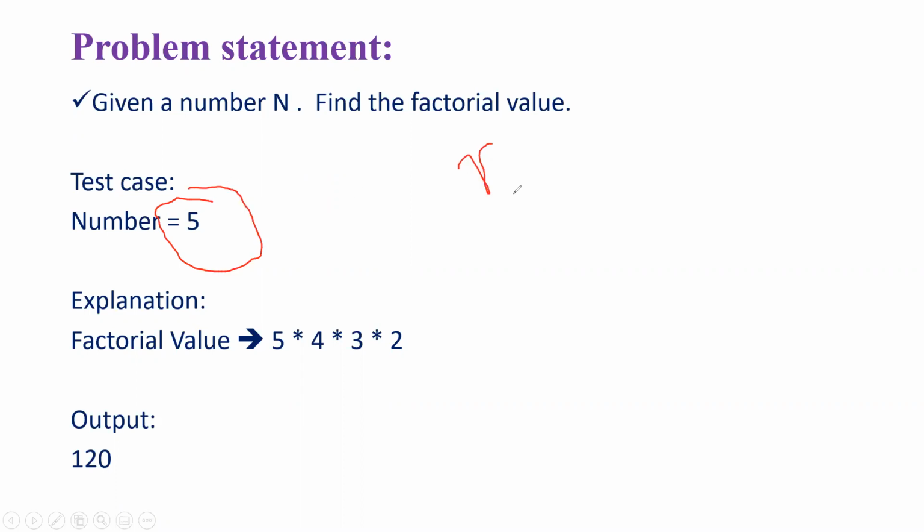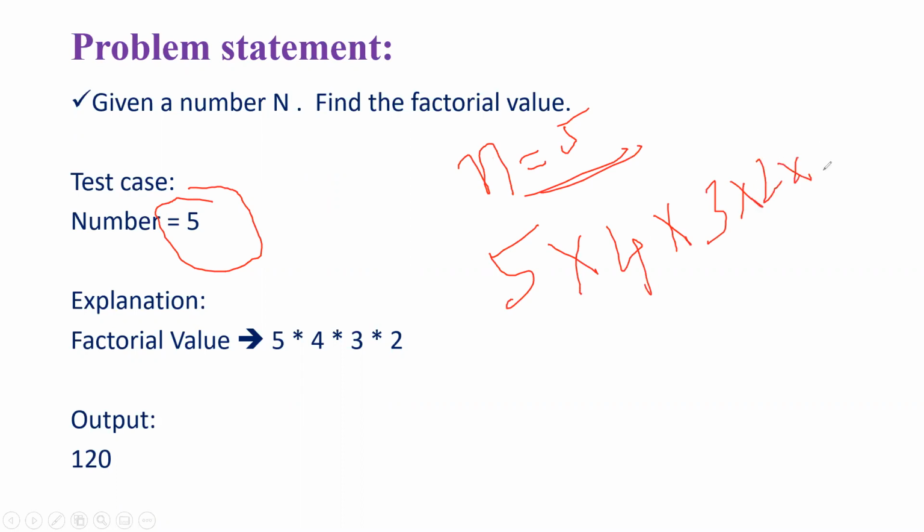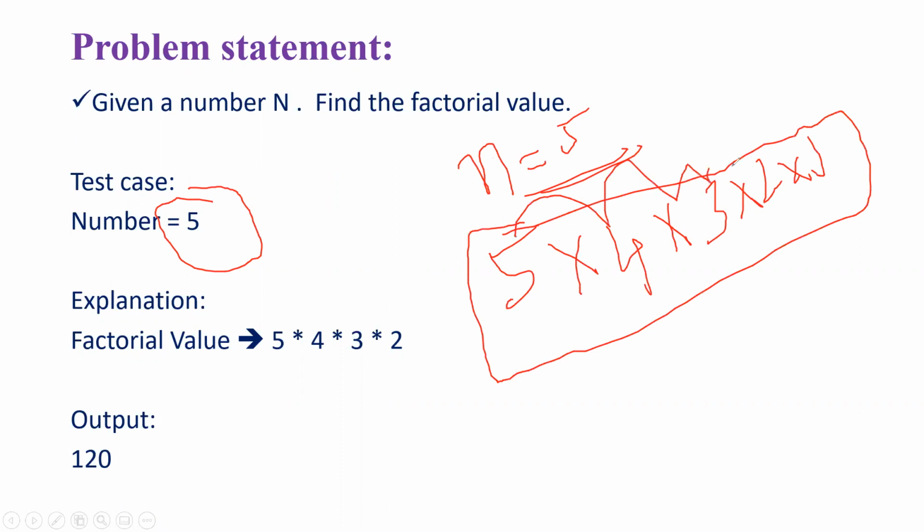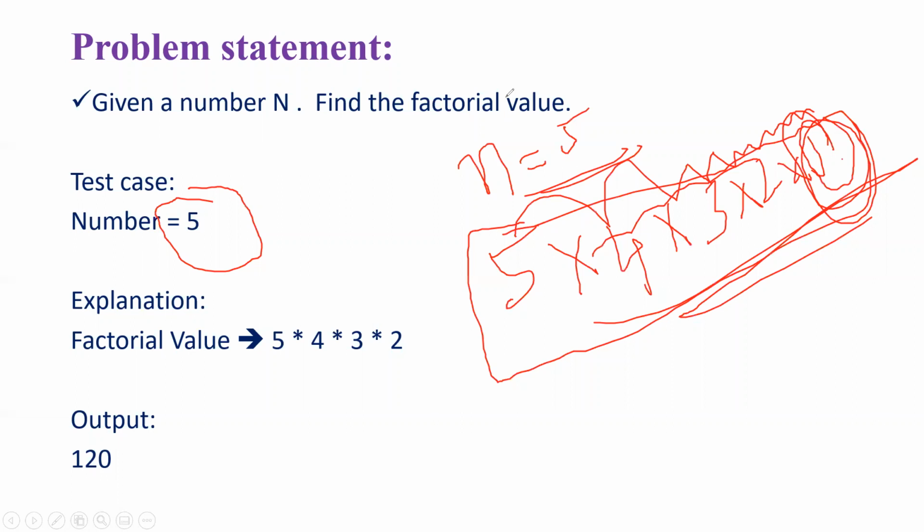The mathematical calculation of factorial value is very simple. For example, if the number given is 5, then the factorial value would be 5 into 4 into 3 into 2 into 1. Like this, starting with that number, you need to multiply the consecutive numbers, all the preceding numbers in front of it till you reach 1. In this way, we can compute the factorial value.